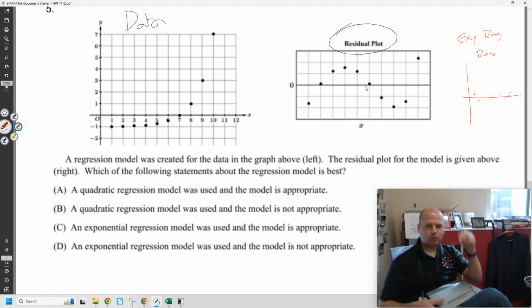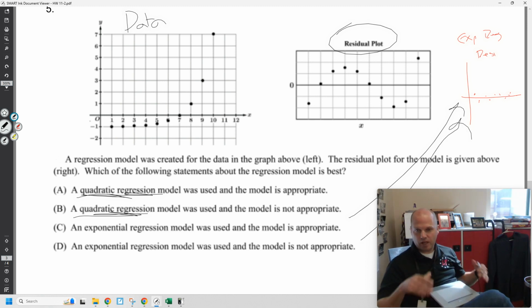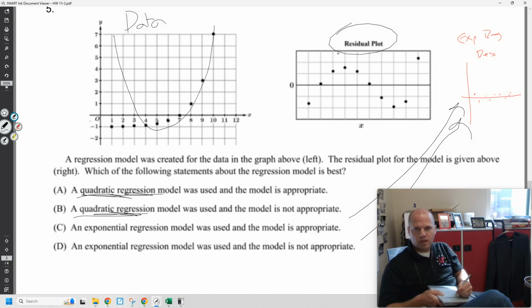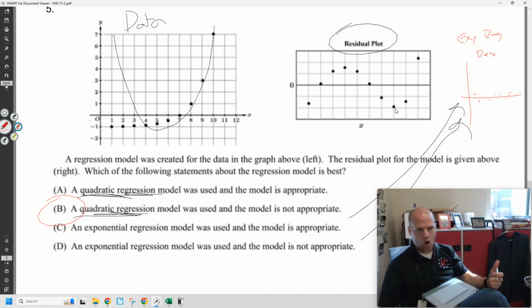So that means I must have run something that's not an exponential. I must have run a quadratic regression. If I ran an exponential regression, I would have looked at that and I would have been like, exponential regression, perfect. We're talking about probably residuals that are close to or at zero. Here, the quadratic regression must have been run. The quadratic regression doesn't fit. It creates this residual plot. The model is not appropriate. We don't want to see this kind of pattern. It is an indication that we picked the wrong model.